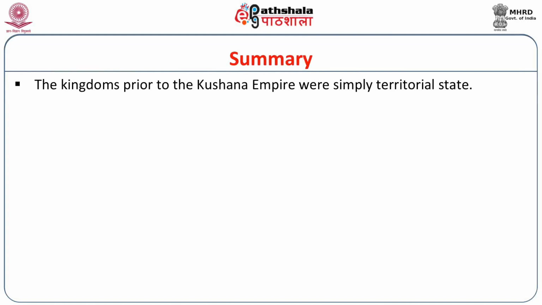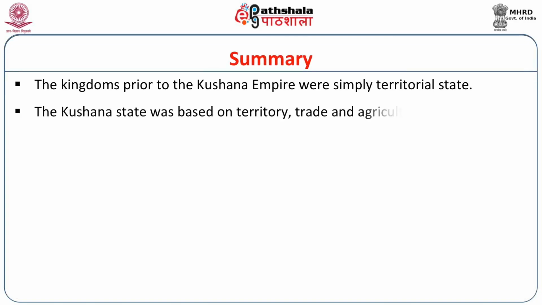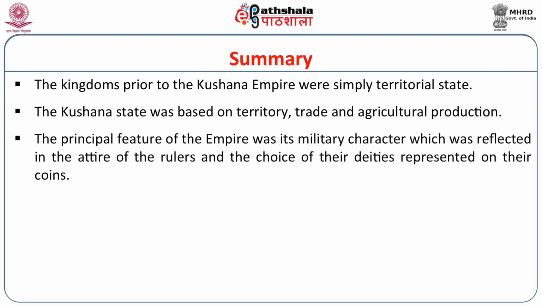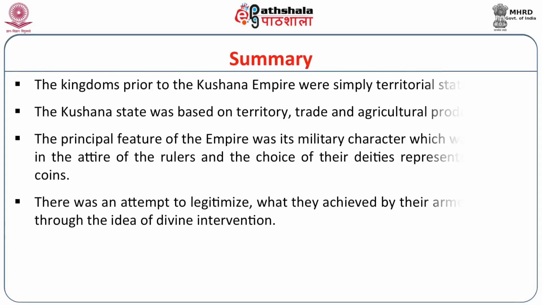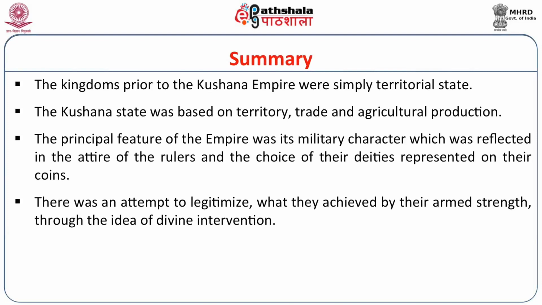The kingdoms prior to the Kushan Empire were simply territorial states. But here we find that the Kushana state was based on territory, trade and agricultural production. The principal feature of the empire was its military character, which was reflected in the attire of the rulers and the choice of the deities represented on the coins. Therefore, you have deities who actually project power. The military character is also represented by the horses. They were always seen riding on horses in most of the coins, and there was an attempt to legitimize what they achieved by their armed strength through the idea of divine intervention.